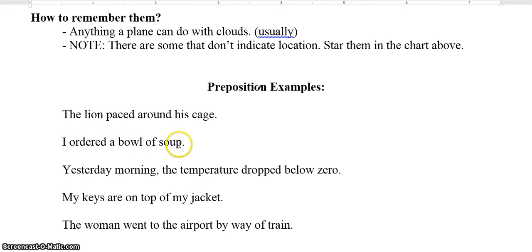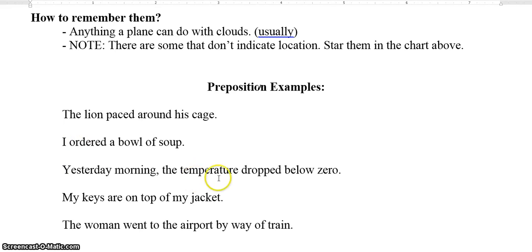Let's look at the next one. I ordered a bowl of soup. Of is our preposition here. I is a pronoun, ordered is the action verb, a is an article, bowl is a noun, and soup is a noun. So now that we've eliminated everything, of is the preposition. And this is one that is not direction. So this is something that you need to make sure that you remember that of is a preposition.